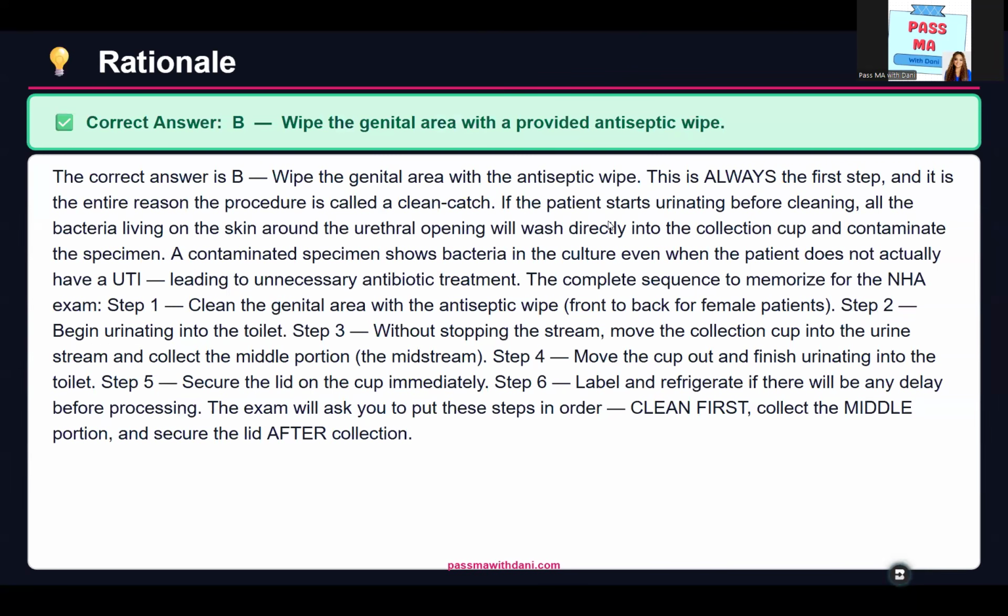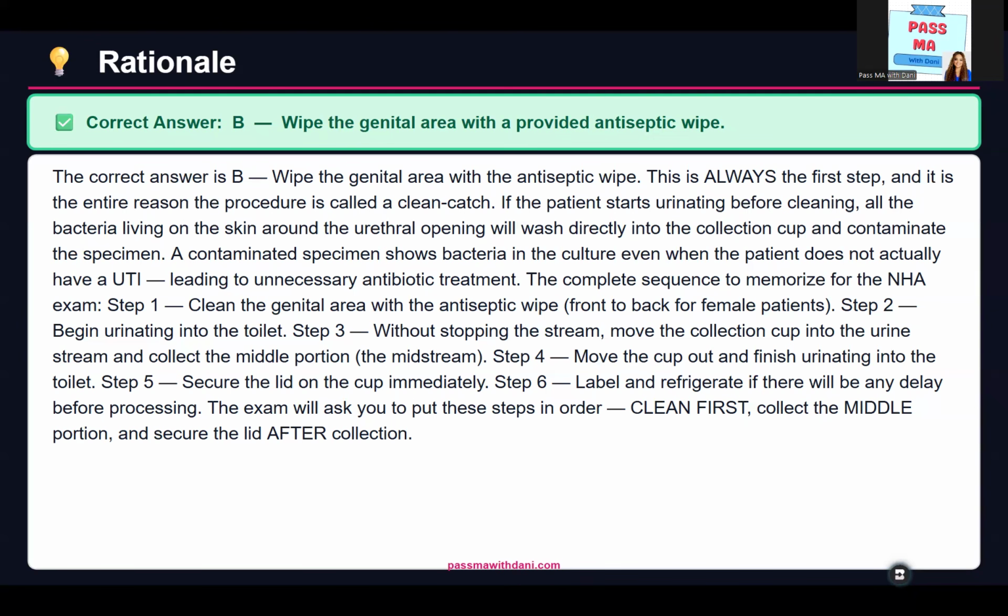For question 25, if you said B, to wipe the genital area with the antiseptic wipes, then you are correct. This is going to be the first step, and it's the entire reason the procedure is called clean catch. So I want you guys to think of this for a clean catch midstream. And say we have a female patient. I'm going to give her 3 antiseptic wipes. I'm going to advise her with one wipe from the right labia from front to back. With another wipe the left labia from front to back. The third wipe, I'm going to advise the patient wipe from front to back, straight down the middle. That is why it's called clean catch.